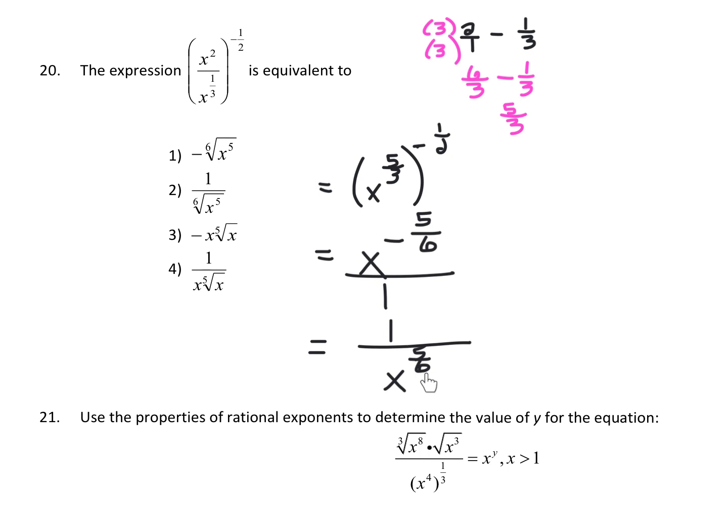And then we're almost done. All you really have to do is, if you remember that rule that says power over root, we can rewrite this denominator as the 6th root of x to the 5th power. And don't forget about that 1 on top. So we have 1 over, and again, power over root, the 6th root of x to the 5th power. And if you look, that matches up with choice 2.